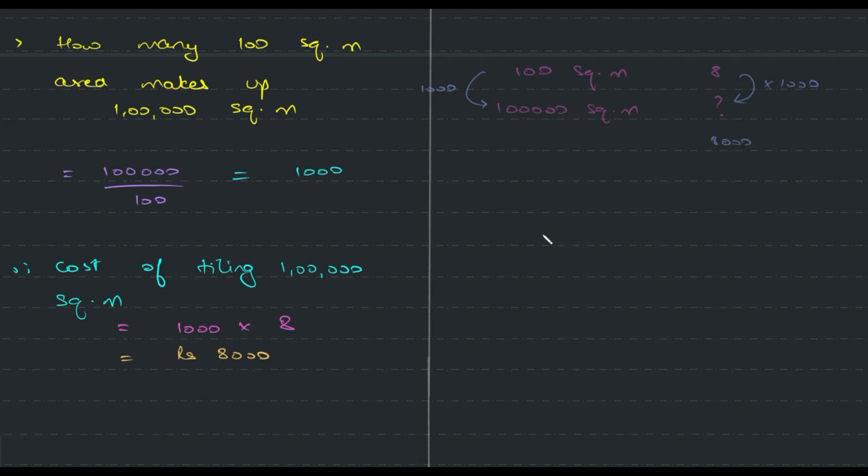I'll give you guys one more relatable example. Say 10 items is costing me rupees 40. Say 30 items will cost me how much? How will I go on to multiply or find the answer? Well, 10 to 30, I need to multiply with 3. So 40 into 3 will give me the answer, as simple as that. So this will be rupees 120.